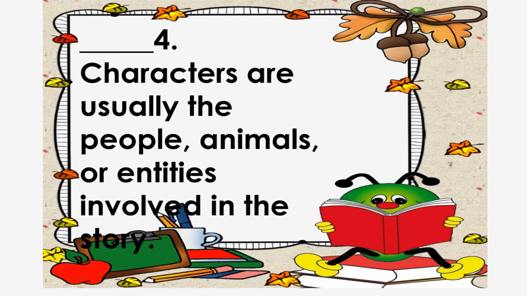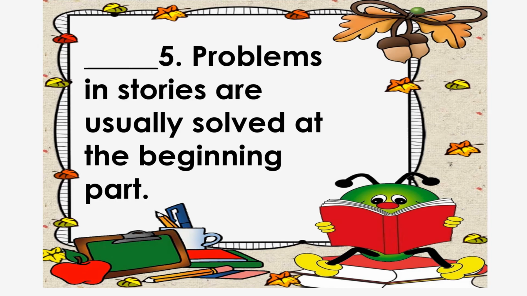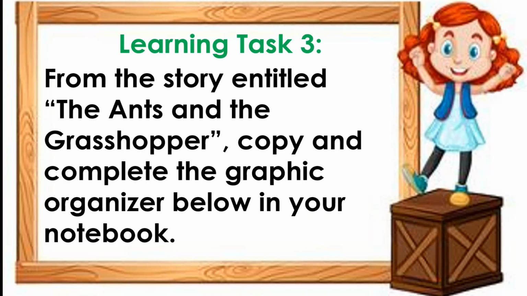Number 4, characters are usually the people, animals, or entities involved in the story. Number 5, problems in stories are usually solved at the beginning part. Write your answers. Learning Task 3. For this task, you're going to read the story entitled The Ants and the Grasshopper. Copy and complete the graphic organizer later on after we read the story. Are you ready to read, kids? Okay, let's read together.